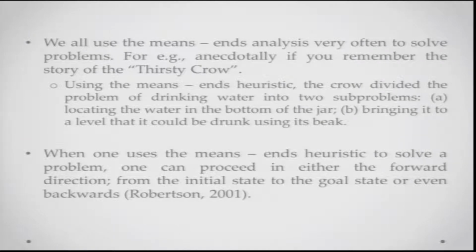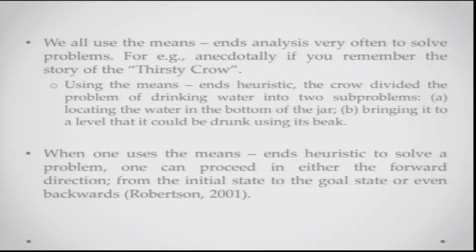Now, what is the crow doing here? The crow is basically doing sort of a means ends analysis, and breaking the larger problem of drinking water into two steps. The first is to locate that there is water, and the second is to bring that water up to a level that can be drunk using the beak. So, this kind of means ends analysis is something that we are almost doing on a daily basis, and we are using this rather successfully to solve a lot of problems that we encounter.